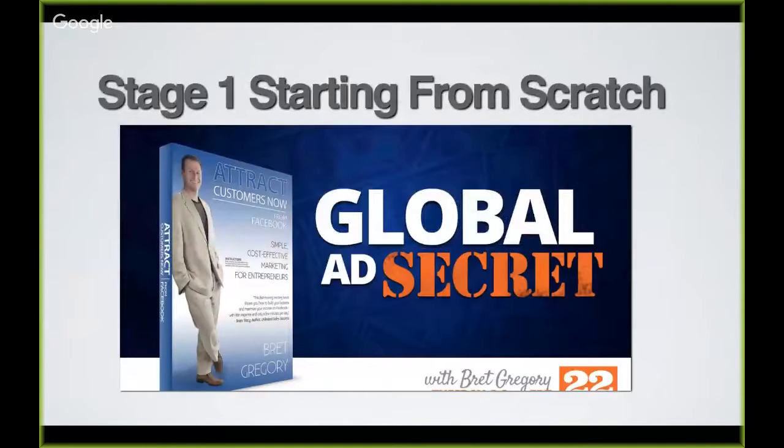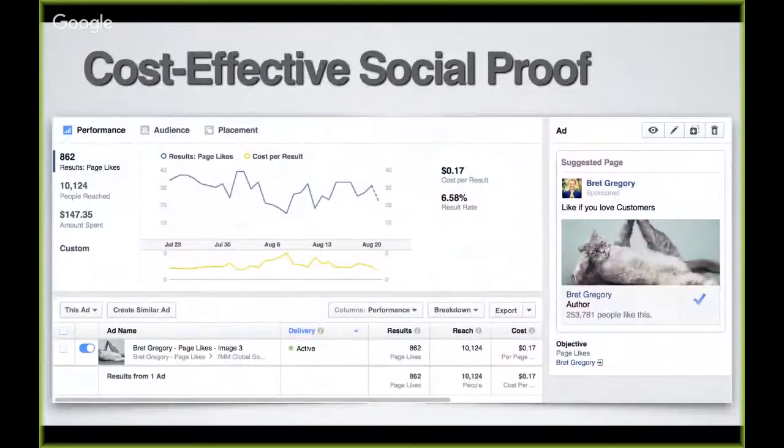So let's talk about your stage one, how to start from scratch, and using the global ad secret. What I mean by this is, if you have a Facebook page that has not a ton of likes, then you're essentially starting from scratch. But we started from scratch when we began this. And so now we're going to be talking about how to develop your own cost-effective social proof, all right? And I'm showing you an example of an ad here that we ran, that we got 862 likes on our page for 17 cents per like, all right?